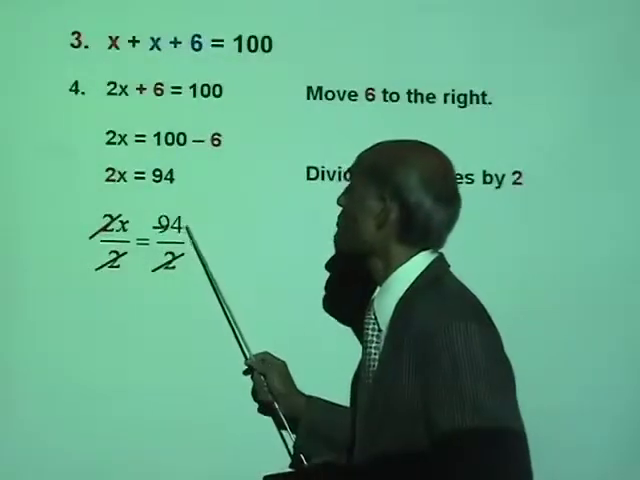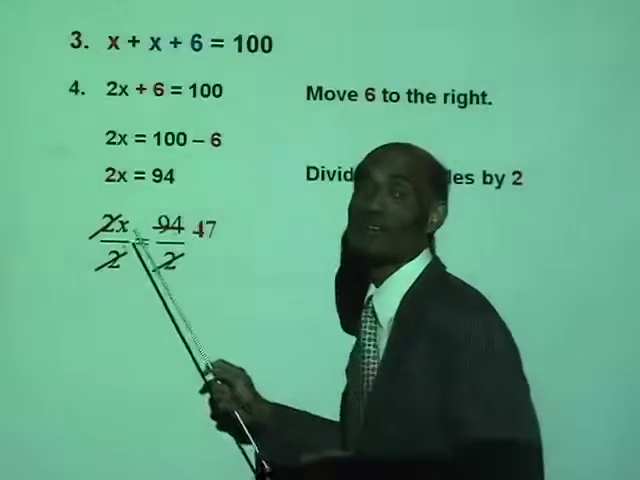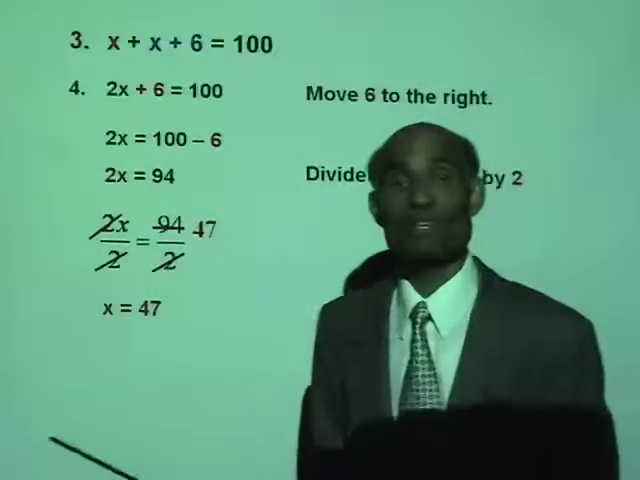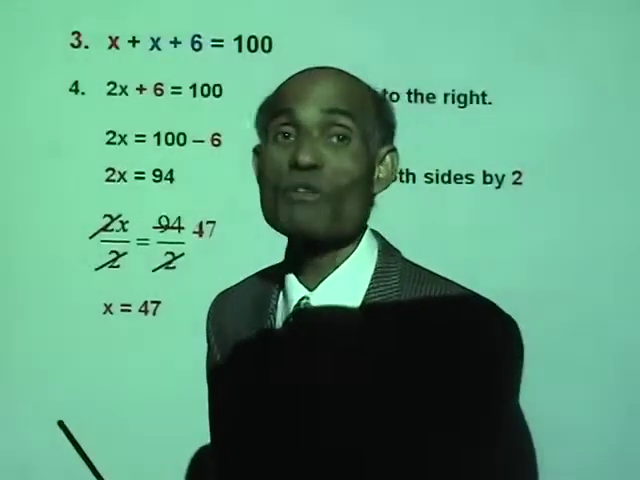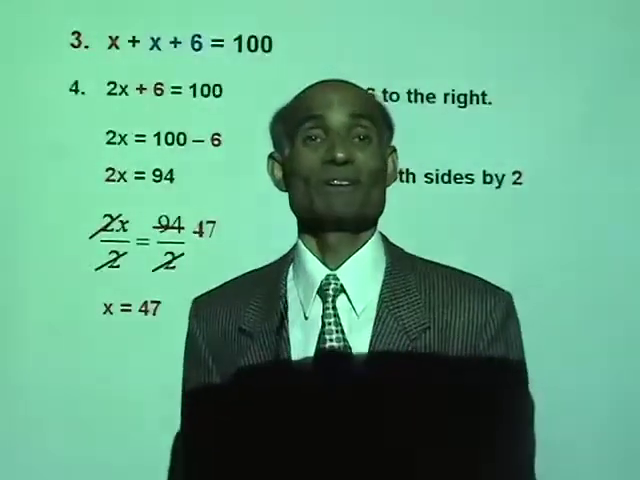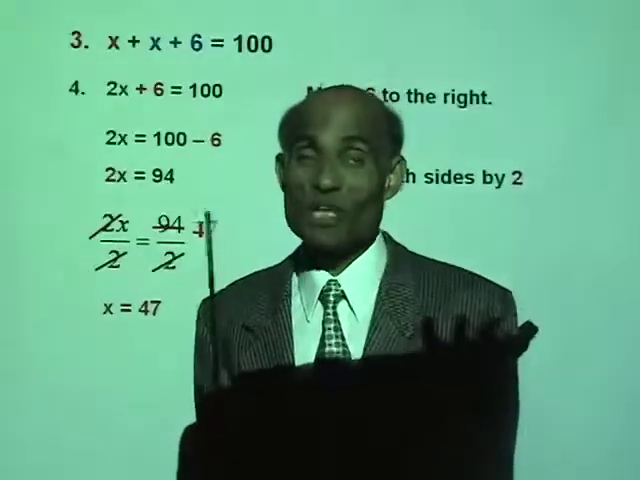94 divided by 2 is 47. So x equal to 47. We solved for the variable. Now, but that's not the answer.